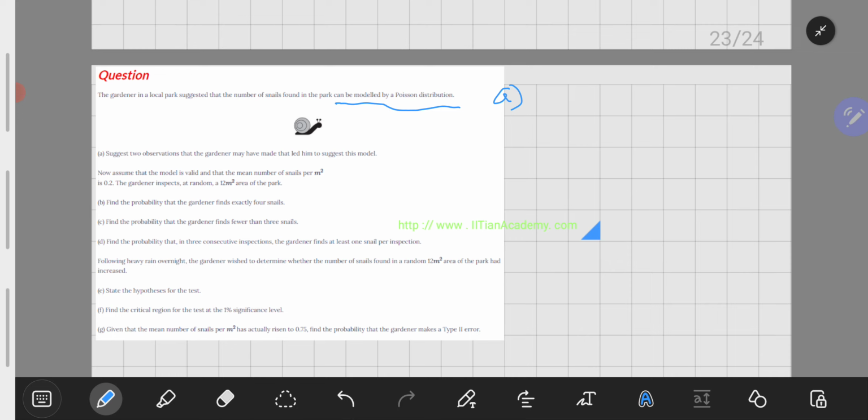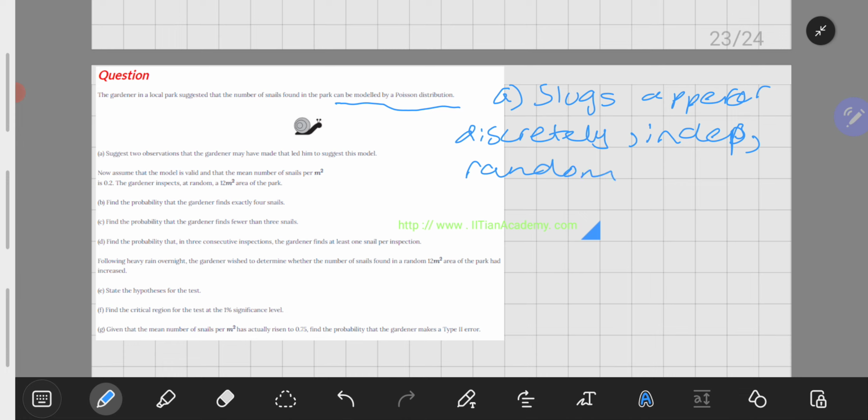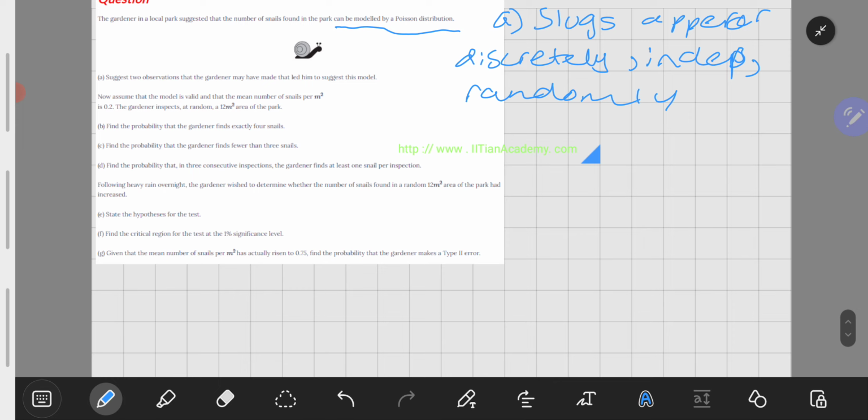First off, that the slugs appear discretely, independently, or randomly. Or that they appear at a constant rate. And that the mean approximates the variance. Okay, so that's question A.